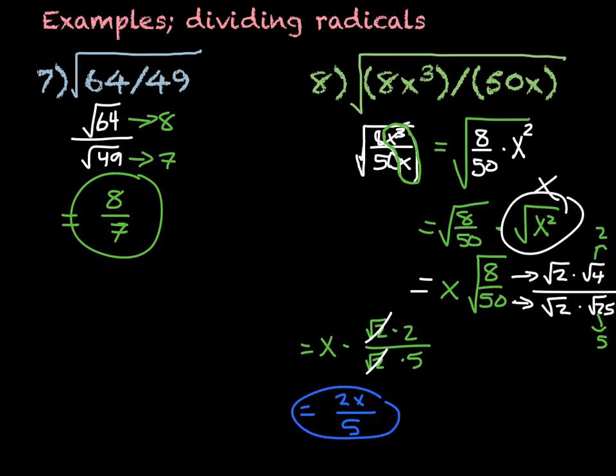So your final answer is going to be 2 times x over 5. You can say that because this is like saying x over 1. So x times 2 is 2x. 1 times 5 is 5. So there's your final answer.